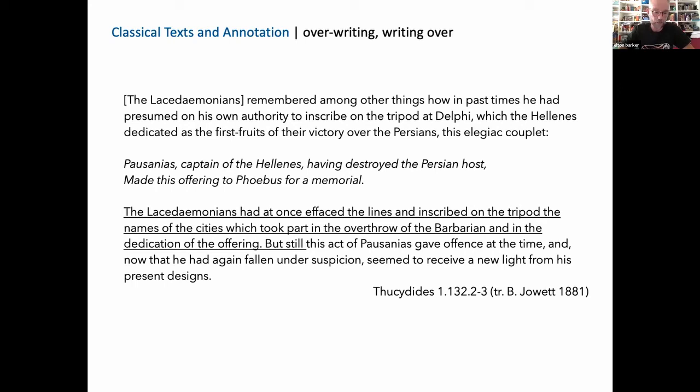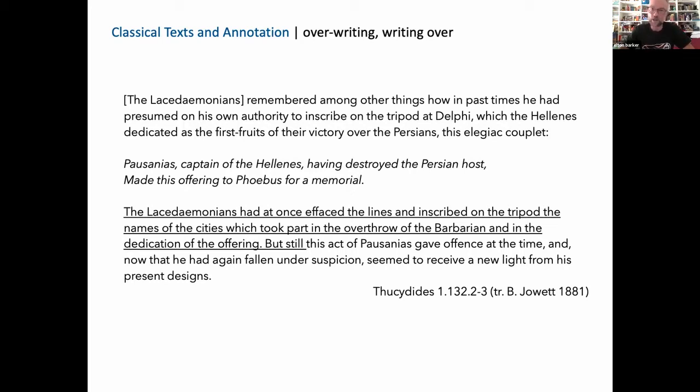The Lacedaemonians had at once effaced the lines and inscribed on the tripod the names of the cities which took part in the overthrow of the barbarian and in the dedication of the offering. But still, this act of Pausanias gave offence at the time, and now that he had again fallen under suspicion, seemed to receive a new light from his present designs.